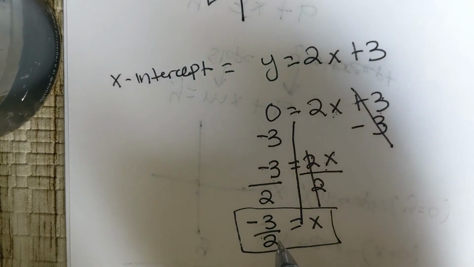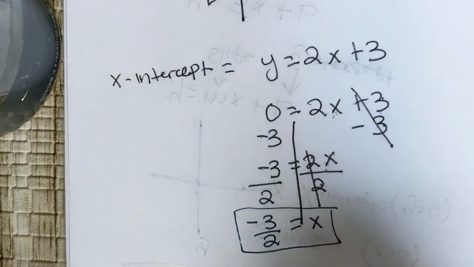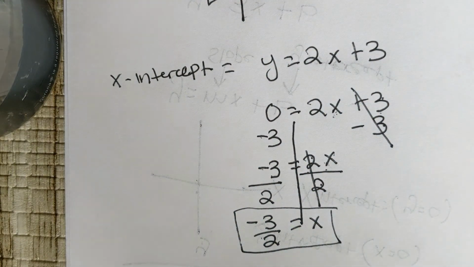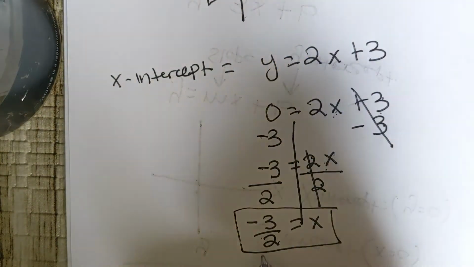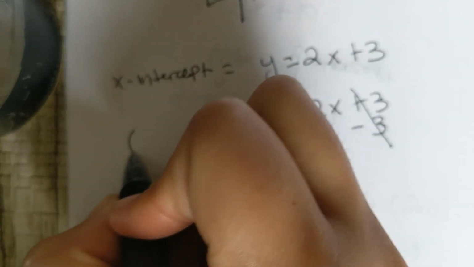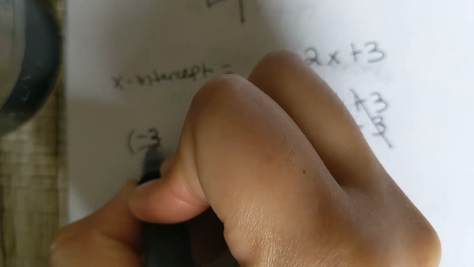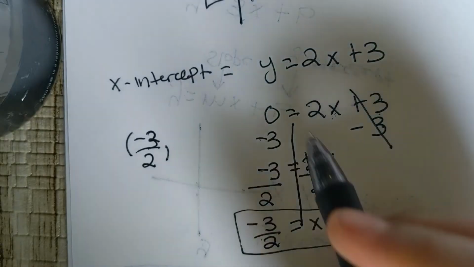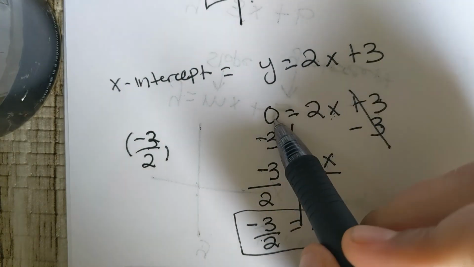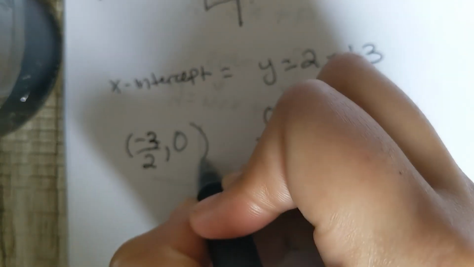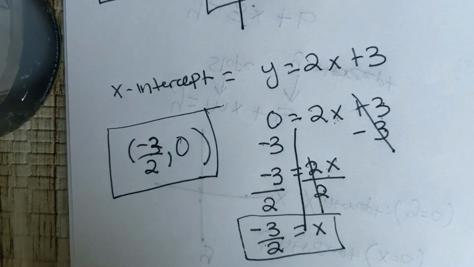So now, again, this is not our final answer. We need to make it into a point, right? So x is equal to negative 3 over 2, and our y value is 0. So that's our final answer.